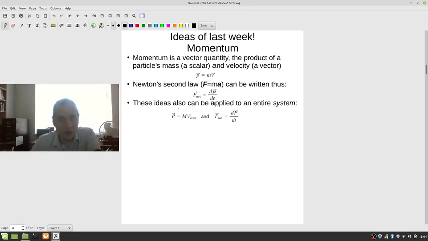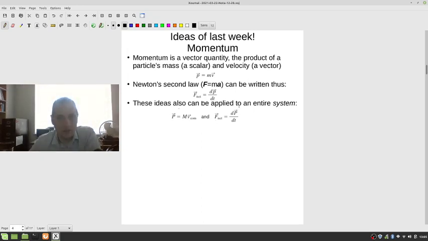And last week what we said was, notice how you can write F equals ma by taking the time derivative of that. We assume that the mass is not changing for your particle, and this net force then is the thing changing your momentum. And because that's true, this also can be applied for an entire system, and you can add up all of the forces acting on the particles, and that will be what changes the net momentum of your system.